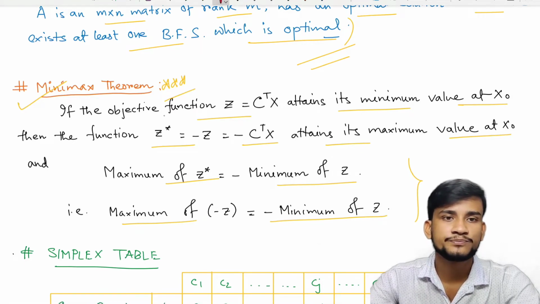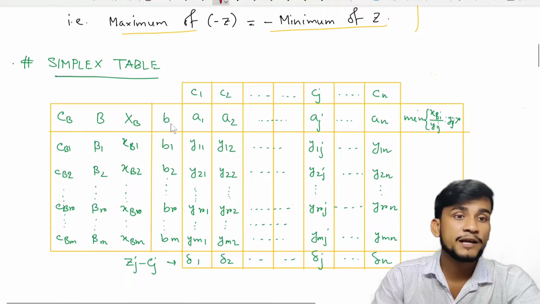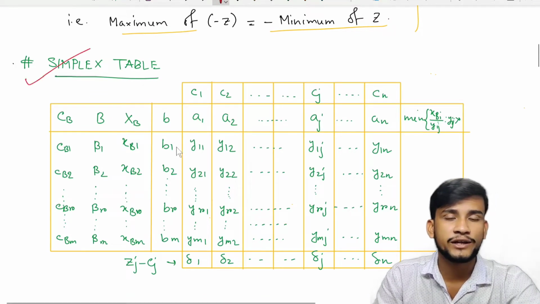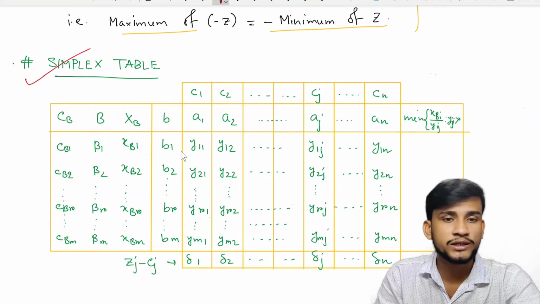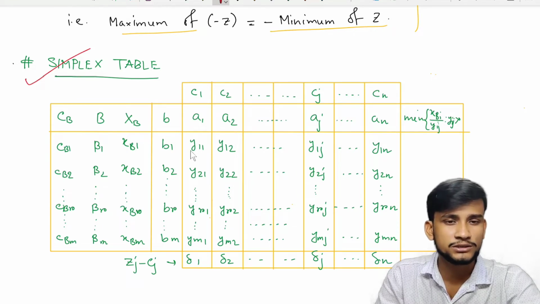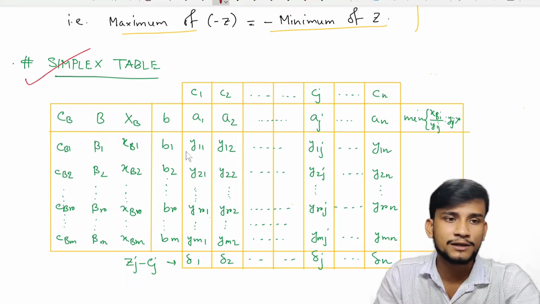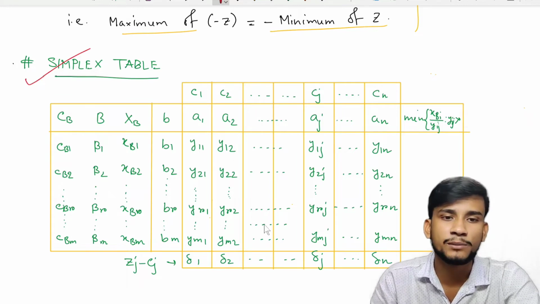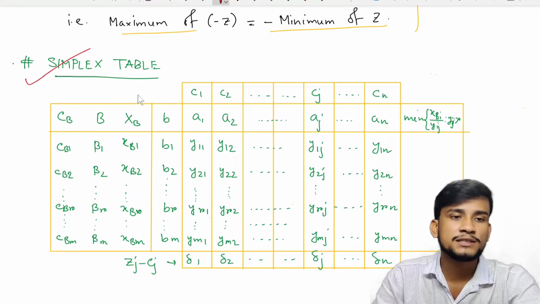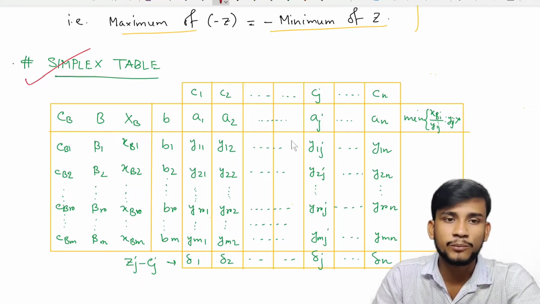Now we come to the simplex method, which is our very important topic, and this lecture is basically for the simplex method. So we directly go to the simplex table. We don't go into more of the theory part, we directly go to the simplex table. This is what a simplex table looks like. So what are the components of the table?